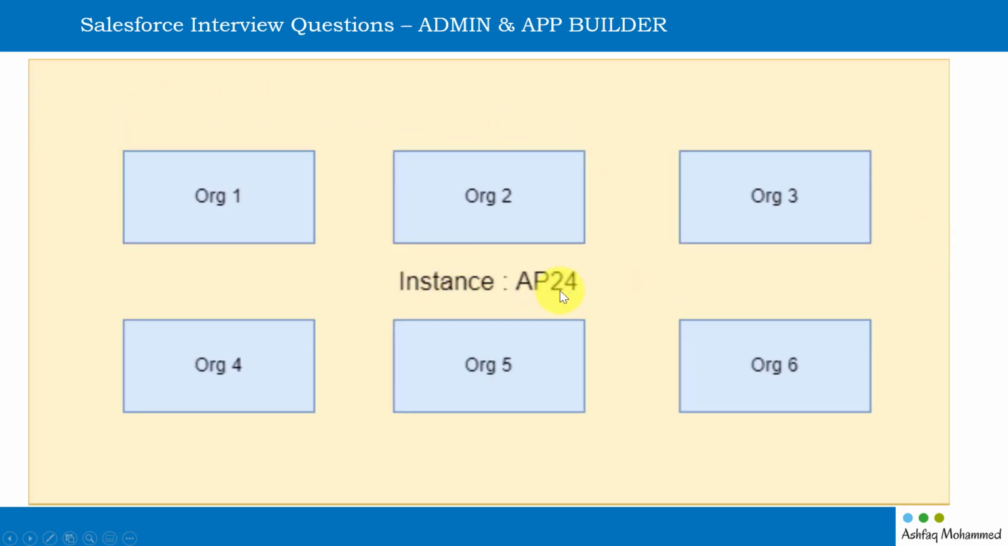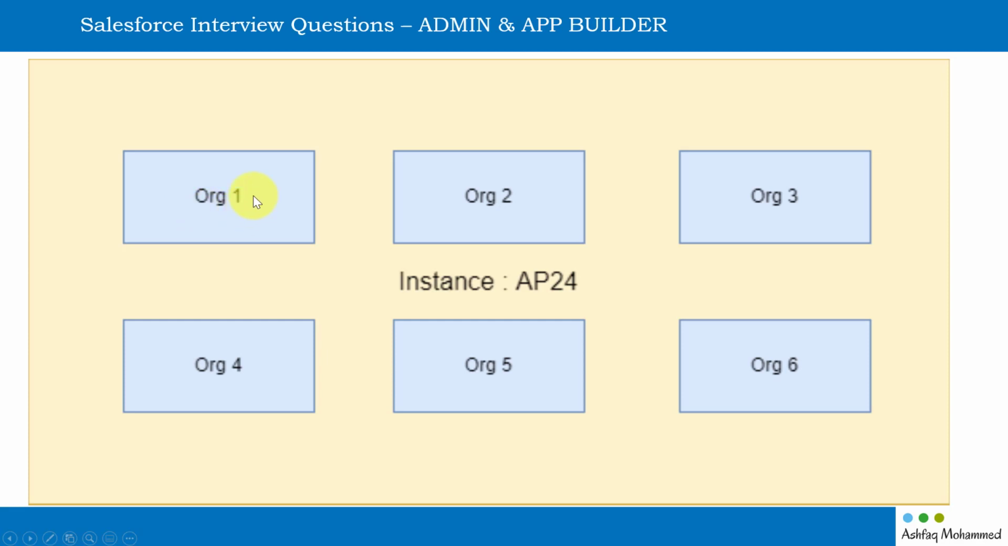The instance name is AP24, and in that instance AP24, org1, org2, org3, org4, org5, org6 will be there. I'm not sure you have noticed the link of Salesforce. As soon as you log in to Salesforce, the link will have something like AP24, AP01, AP02, or maybe NA01 or NA24, NA23. AP is nothing but Asia Pacific, so the server is located in Asia Pacific, and NA is North America. I think we have EU or something like that as well. So it gives the address of where these orgs are located.